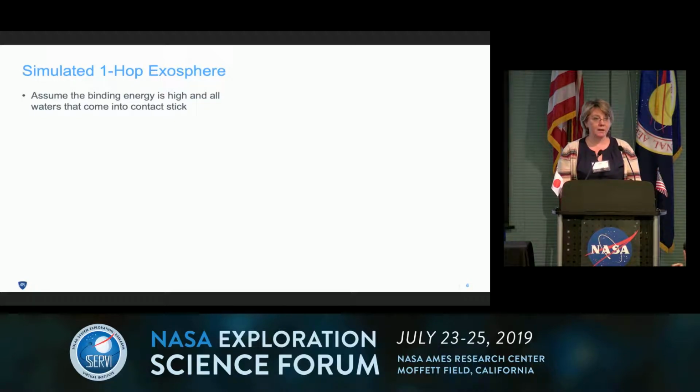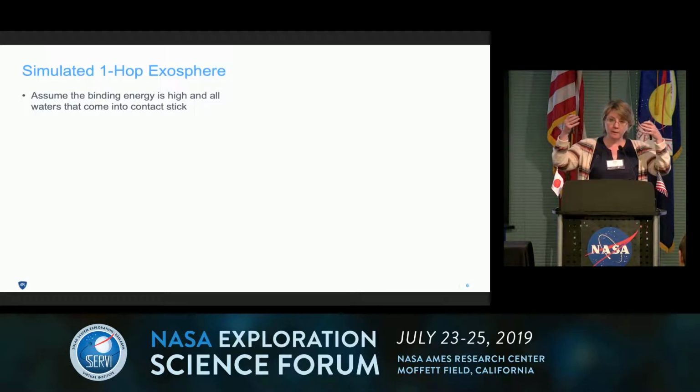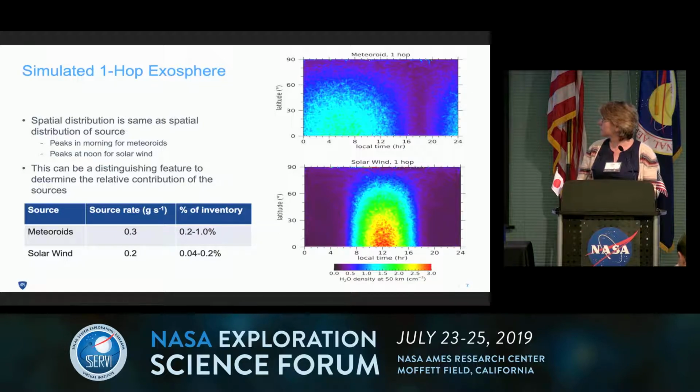So the first simulation that I want to show you is our one-hop simulation. So this is a simulation that assumes that after a water molecule is released, it goes through the exosphere. If it makes it back to the surface without being lost, it is not allowed to be re-released again. And this is in case that, in the interaction with the surface, the water molecule dissociates and is not able to reassemble as a water molecule to get re-released.